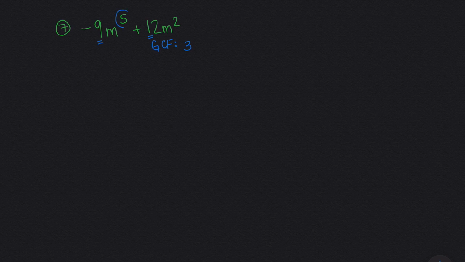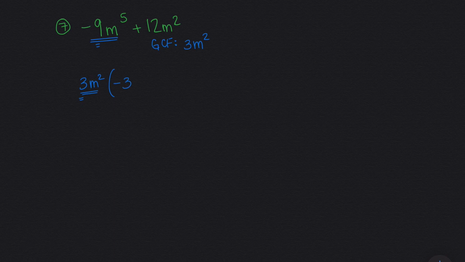The first one has 5 m's, the second one has 2 m's, meaning both have 2 m's in common, or m squared. The greatest common factor here is 3m squared. So we pull it out to the front, open up our parentheses, and we ask ourselves, 3m squared times what is negative 9m to the 5th power? Well, we know that 3 times negative 3 will give us negative 9, so we can write down negative 3. And here, we know we want to have 5 m's. We already took out 2, so how many are we missing? That'd be 3. M to the power of 3.